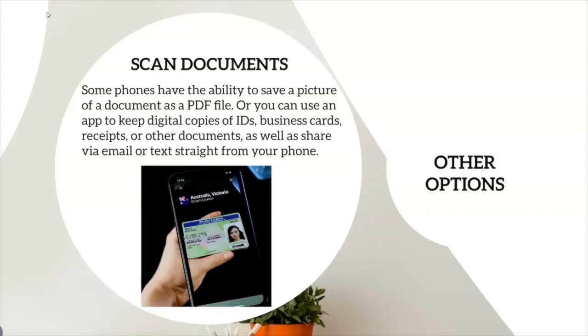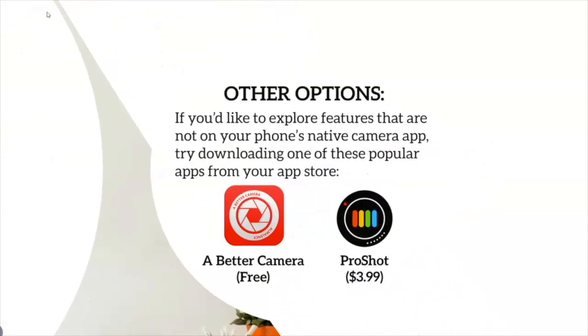And if you're not able to see that option available on your camera, there are apps that you can download where you can turn photos into PDFs. And so you just go to your app store, whether it's Google Play or the App Store on iPhone, and see if you can find a PDF generator.